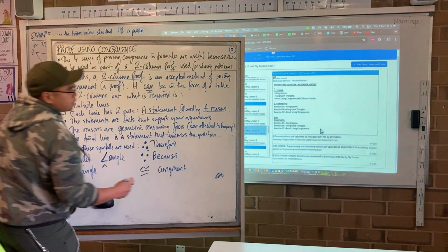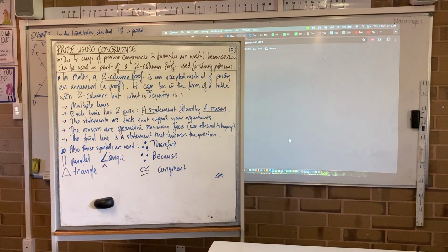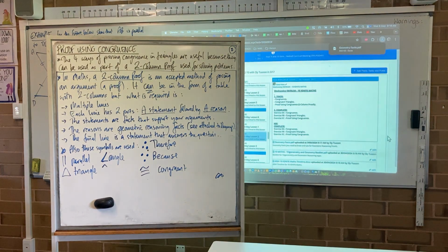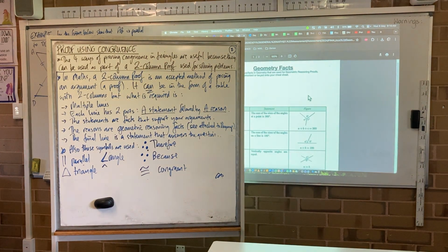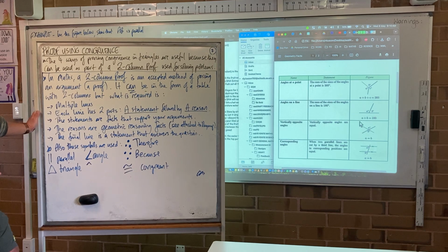So here you get this explanation for what a 2-column proof is, and then I'm going to show you the geometric reasoning facts, which is the closest thing to not personally teaching you that I'll get to. That little picture on the right of the screen, have you seen stuff like that before? Yeah.